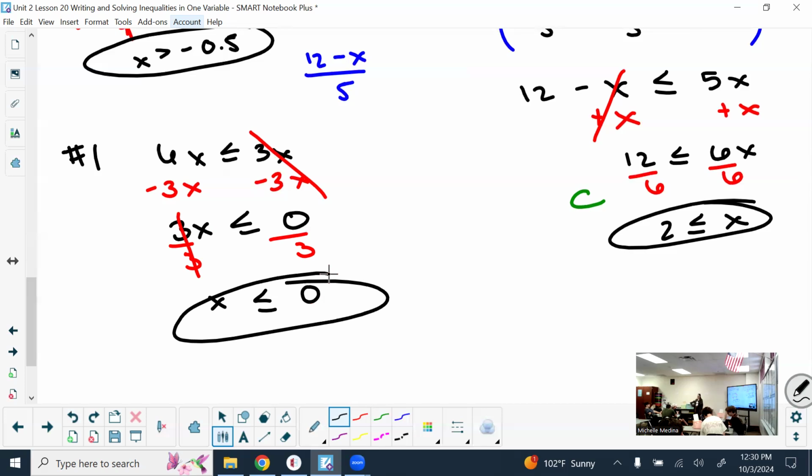Good? Okay. And then the one that matches that would be, there's only one answer that has a dot on the 0, so that one would have to be that.